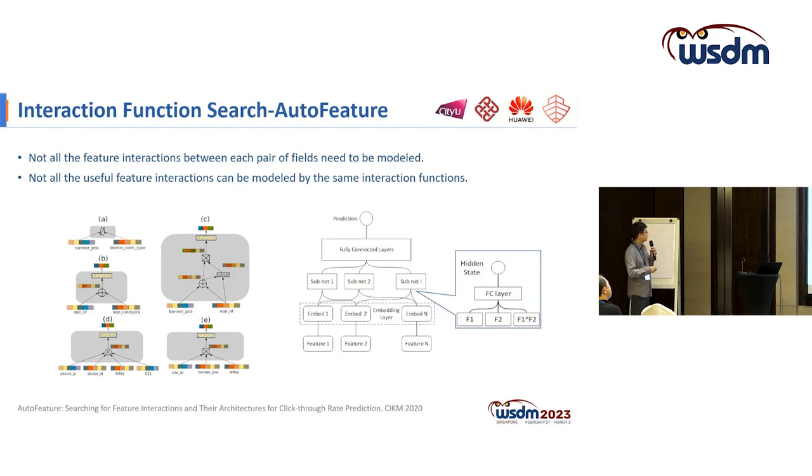2021. And this work observed that not all useful feature interactions can be modeled by the same interaction functions. So this work does a very detailed design for each of such feature interactions. We use a subnetwork to define their interaction relationship. And to shrink the search space, they predefine some operators, like plus, concatenation, inner product, outer product, etc. The goal of this work is to find a proper network for each of the feature interactions such that the overall performance is optimized.